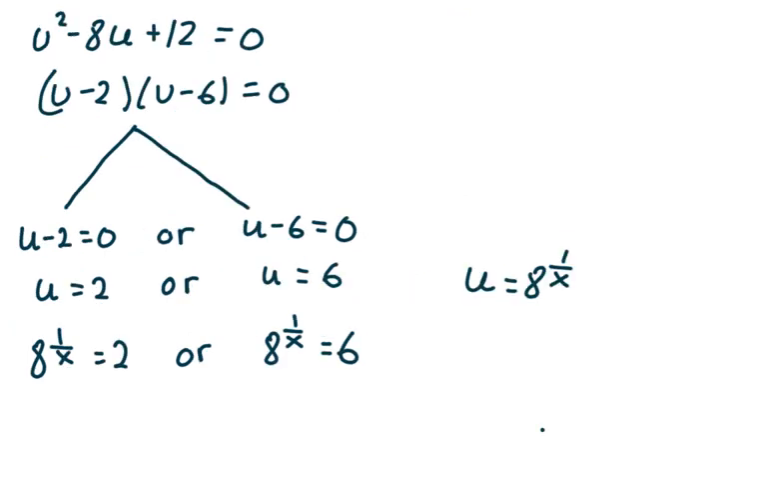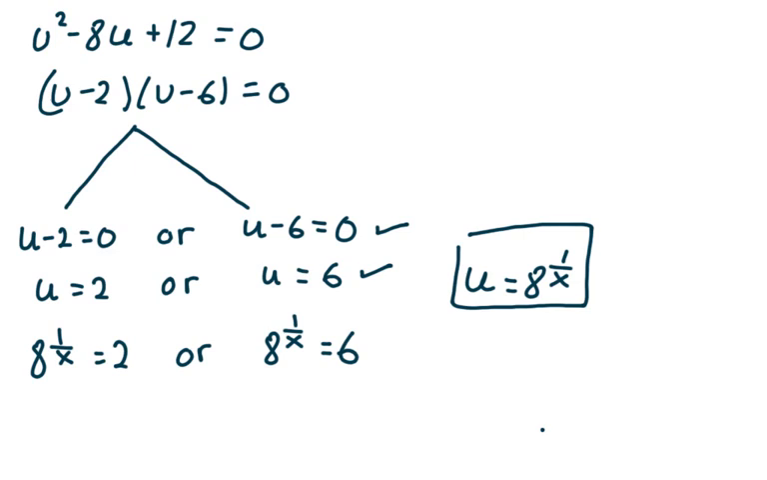So we can now say u squared minus 8u plus 12 equals 0. So u minus 2 times u minus 6 equals 0. So u minus 2 equals 0, or u minus 6 equals 0. So u equals 2, or u equals 6. But remember that u is equal to 8 to the 1 over x.